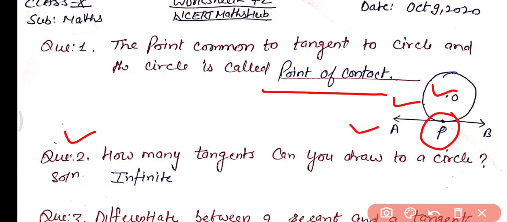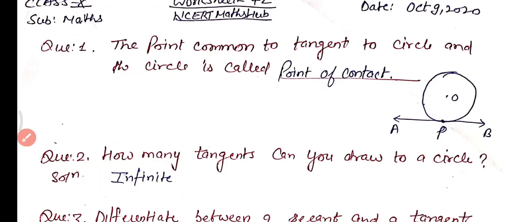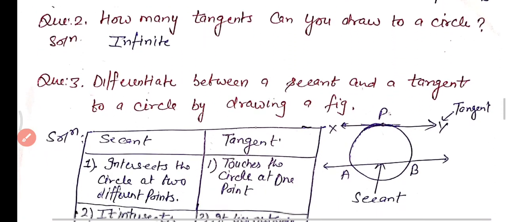Now question number 2, how many tangents can you draw to a circle? So we can draw an infinite number of tangents to a circle, as we all know that a circle is a combination of an infinite number of points and we can draw infinite tangents through infinite number of points. So infinite tangents can be drawn to a circle.